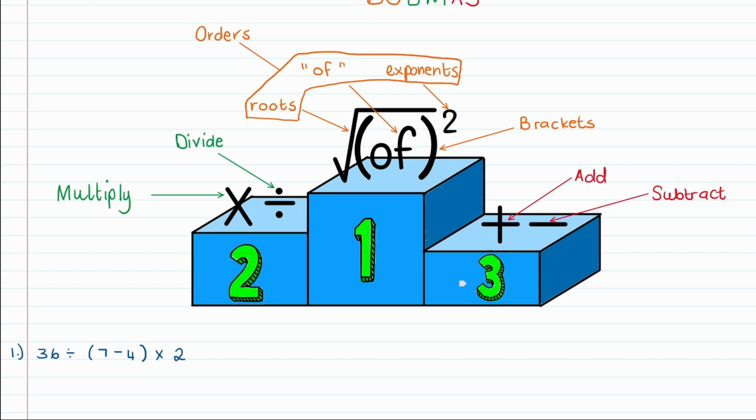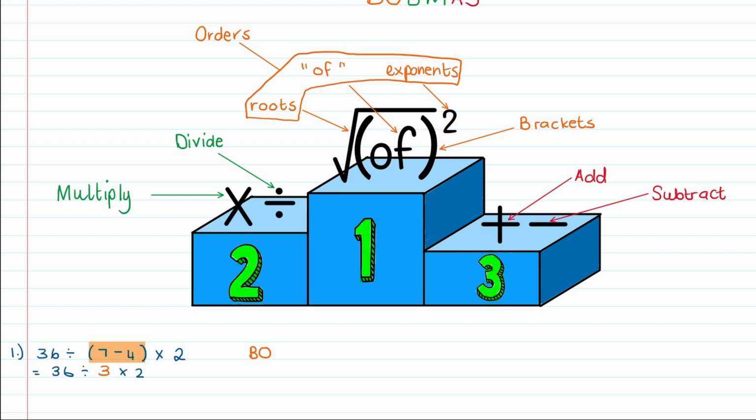36 divided by 7 minus 4 in brackets times 2. We first look out for any brackets or orders. Since brackets are present, we solve the 7 minus 4 first, which gives us an answer of 3. Then we write out all the other numbers and operations that we haven't used in their exact same order as in the question we were given. So in other words, our next step should read 36 divided by 3 times 2.